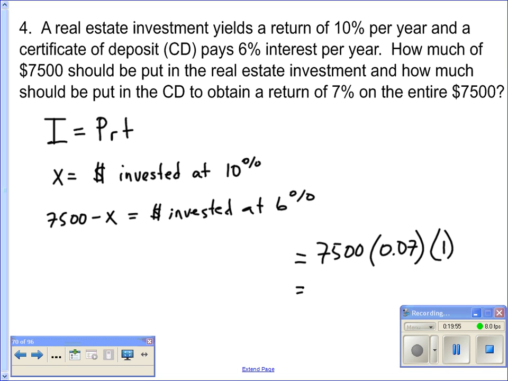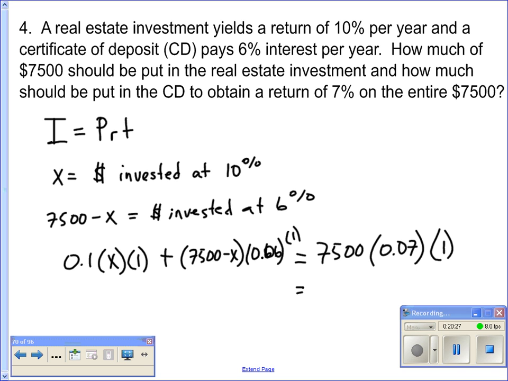Well, what we have to do is we want to use, again, principal times rate times time. So the first one's going to be invested at 10%, which is 0.1, times the principal times the time, which is 1. So that's 0.1 times x, which is the amount invested at 10%, plus the principal on the second amount, which is 7,500 minus x, times the rate, which is 0.06, times the 1 year. Okay, so we have that equation set up, and from here it's just simplifying.